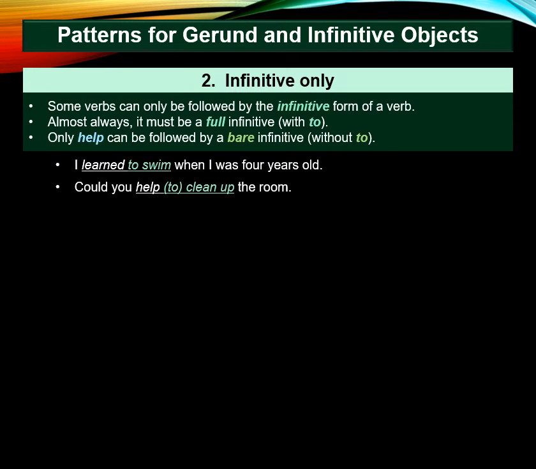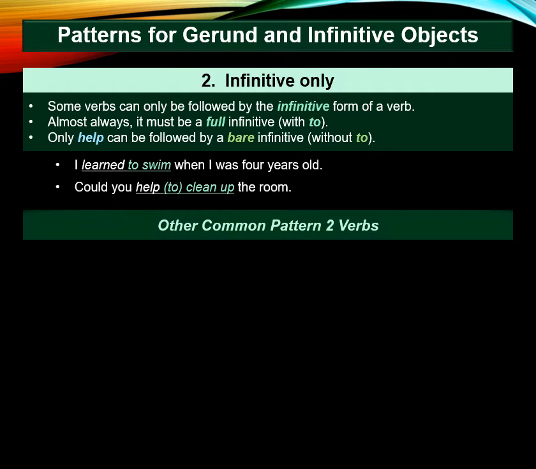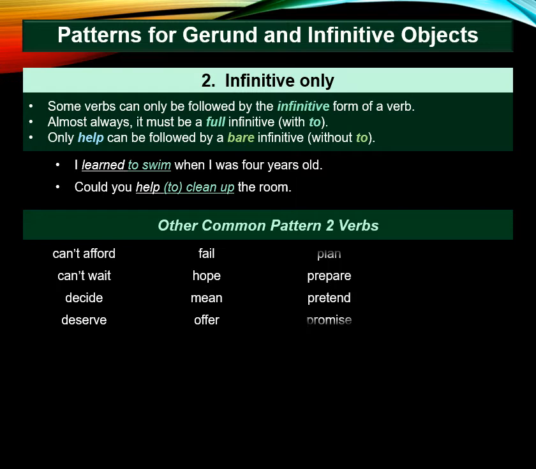For example, I learned to swim when I was 4 years old. Could you help clean up the room? Could you help to clean up the room? Again, help is the only one where to is optional. Other common pattern 2 verbs include decide, can't afford, hope, offer, plan, promise.